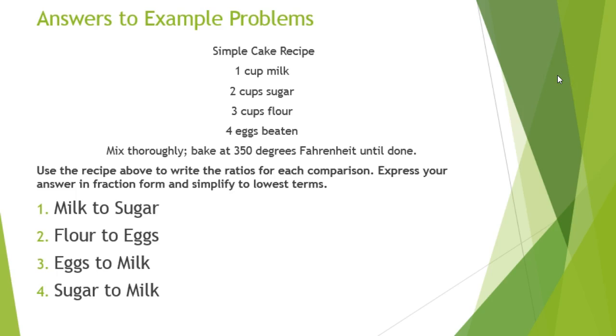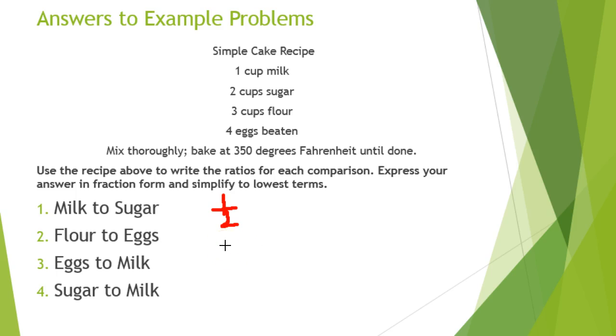For number 1, it said milk to sugar. So if I go back up in my recipe and I look and it says milk to sugar, I see that I have 1 cup of milk. And then to look at sugar, I see I have 2 cups. So I get 1/2.